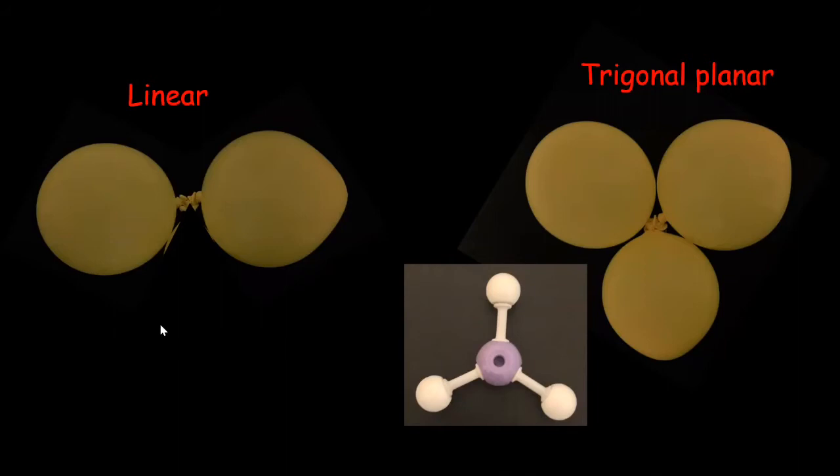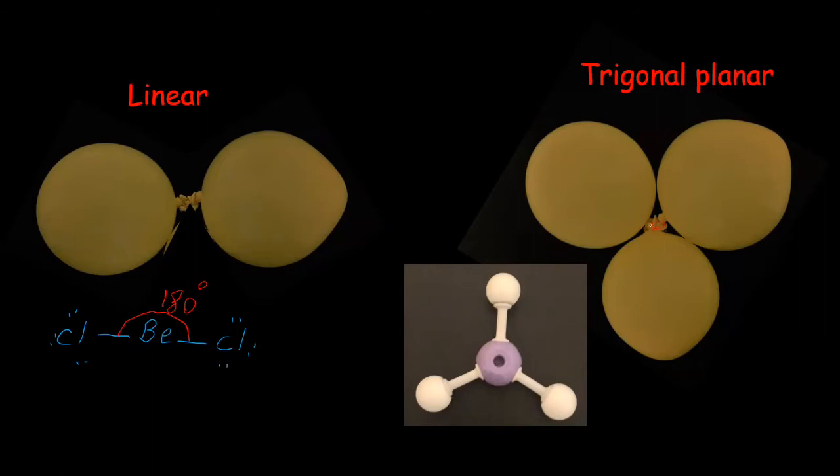One example for this can be carbon dioxide, and BeCl2. As a result, the angle is 180 degrees.